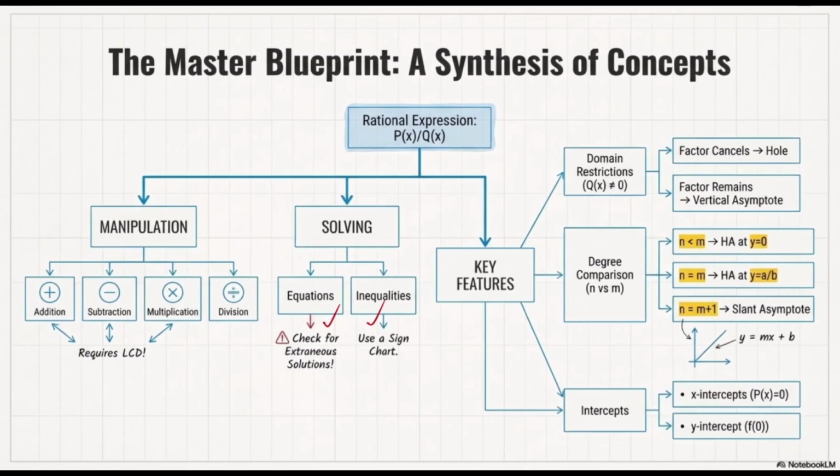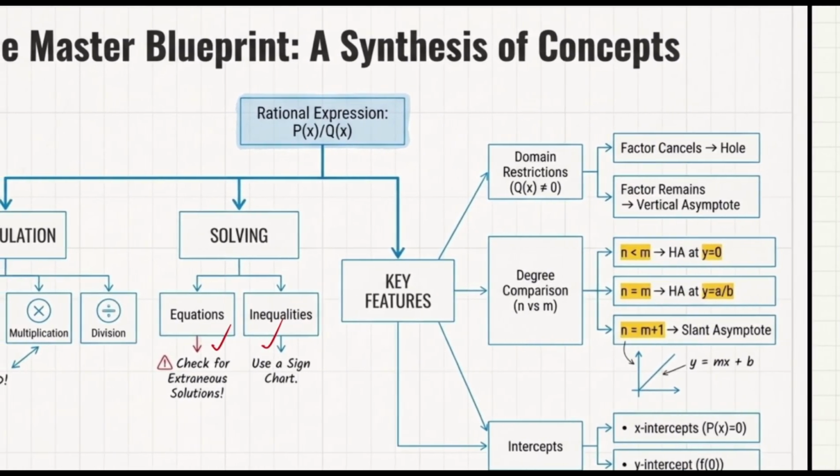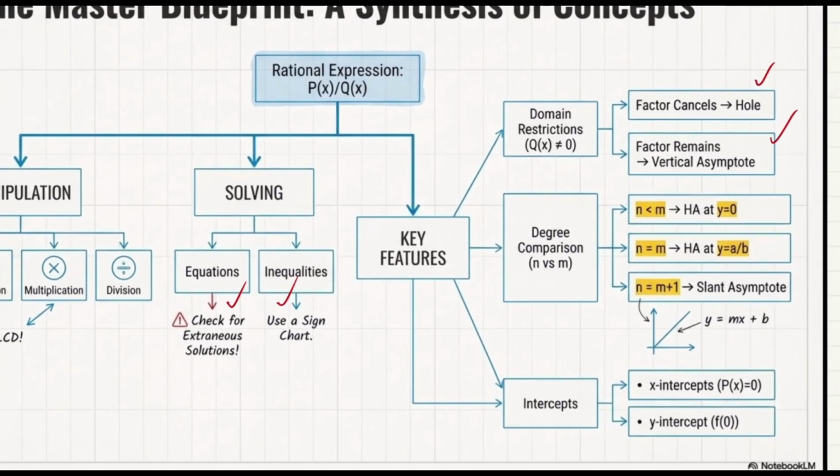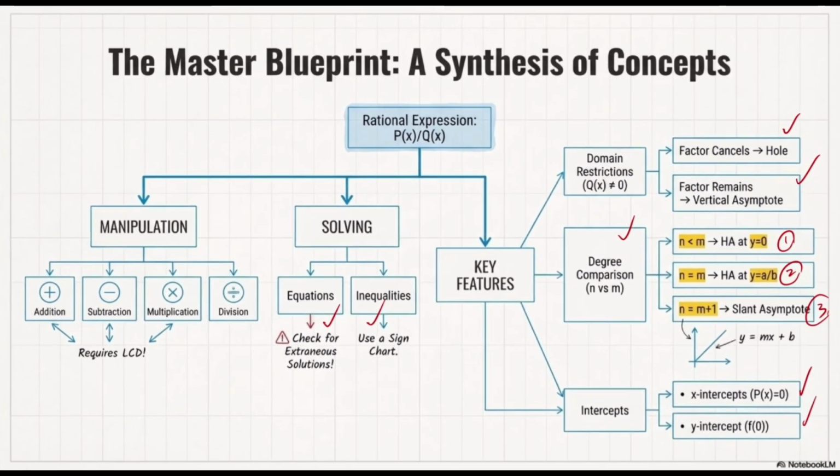Also, we talked about the domain part. It means, what are the values that are going to cause me some problems? Are they going to be holes? Are they going to be vertical asymptotes? How are they going to be? We also talked about the degree comparison between n and m. What would happen? 3 conditions. The first condition, second, and the third condition. And at the end, about the intercepts. What would happen if I would like to find the x-intercept, which means that p(x) equals 0, and what would happen if I would like the y-intercept, which means that f(0) is going to be a specific number.